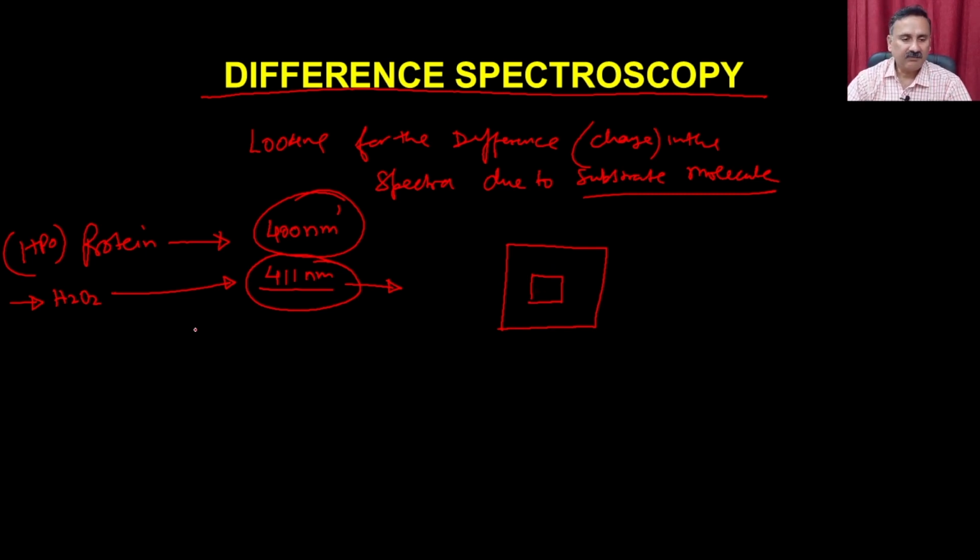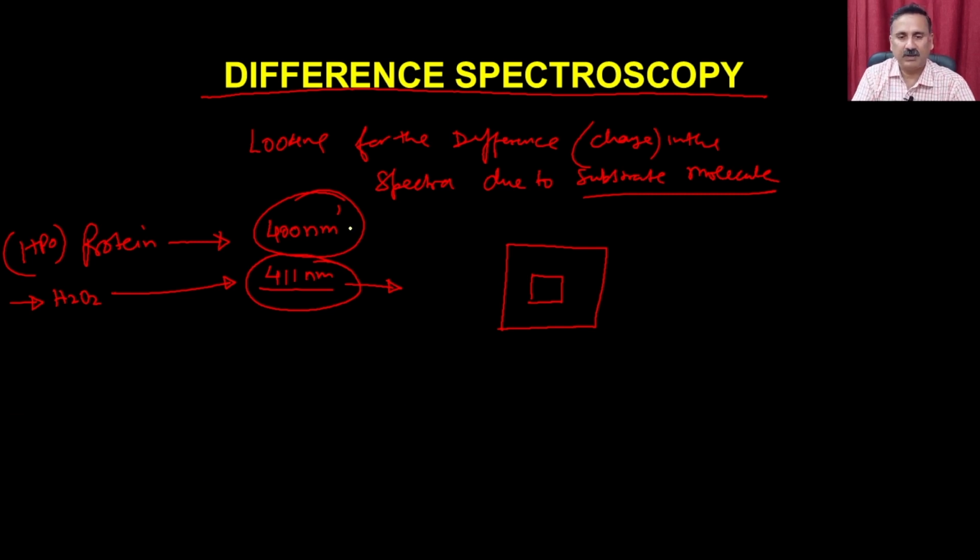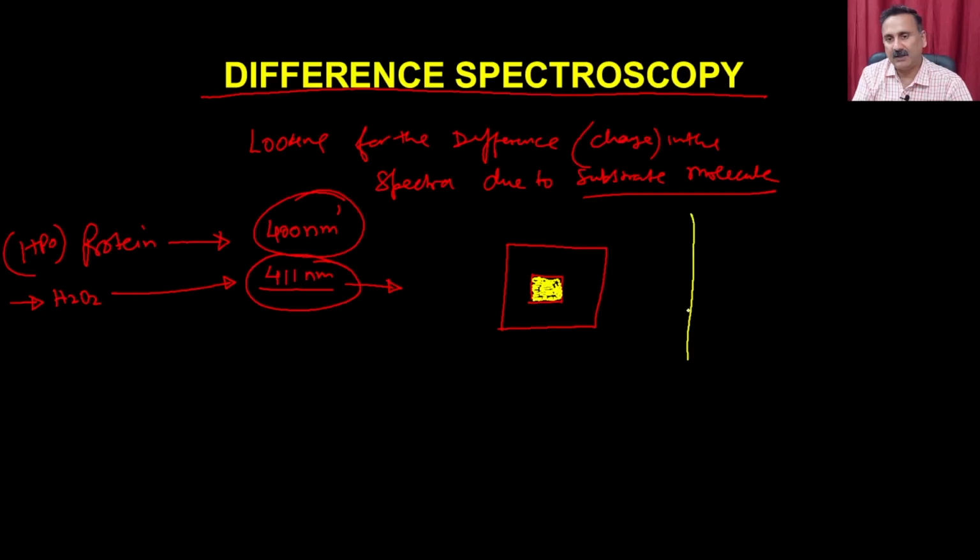Now, suppose I fill this space with yellow dye. You can imagine that this is the area which is actually responsible for giving you the absorption spectra. So what will happen is that it is going to show you an absorption spectra like this, and because of this it has the absorption spectra, right?